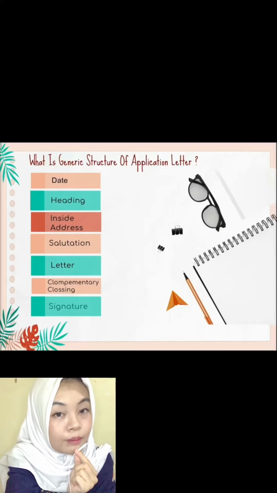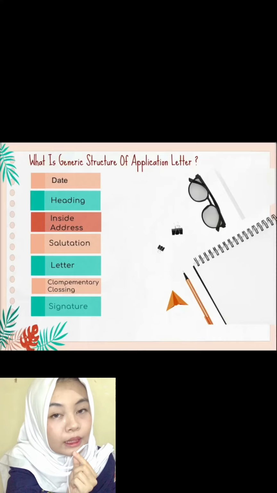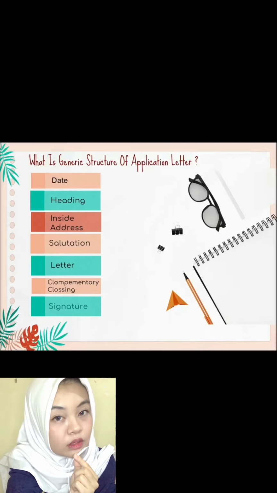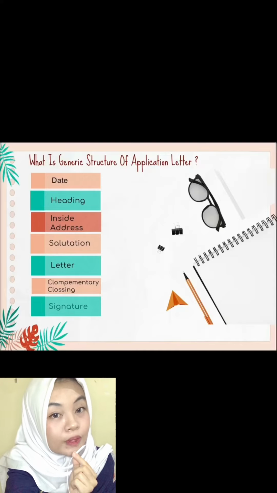Okay, the third one is about generic structure or the parts of an application letter. Number 1 is the date. The date is when the applicant sent the job application letter. Number 2 is heading. Heading is the information about the applicant's name and address, and maybe you can add an email. Number 3 is inside address. Inside address contains the name of the employer, his or her position, company name, and address of the company or organization. And number 4 is salutation. Usually we use words like dear sir or dear ma'am. And the fifth one is the letter.